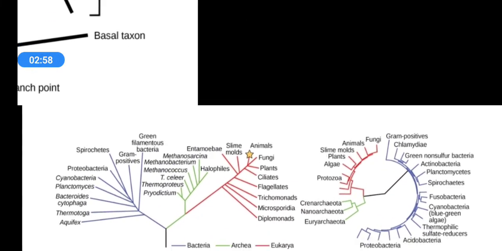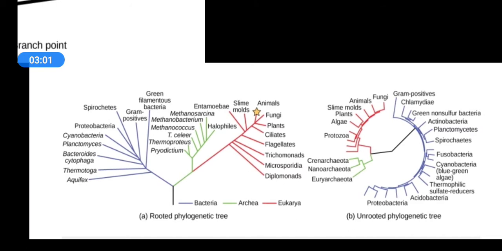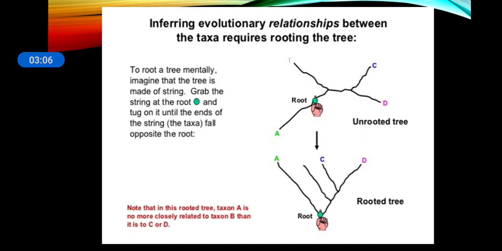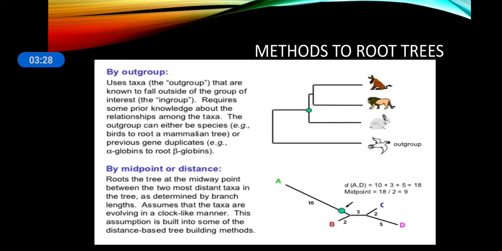Here you can see an example of a rooted tree and an unrooted tree. Rooted trees have a root or an ancestor from which the others have evolved. But in the case of an unrooted tree, we have to find a common ancestor, or a root, for studying the tree further. So there are many methods to root an unrooted tree. It can be done by the outgroup method or by the midpoint or distance method.